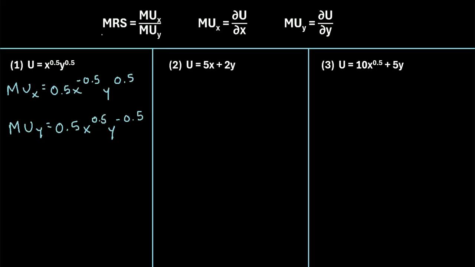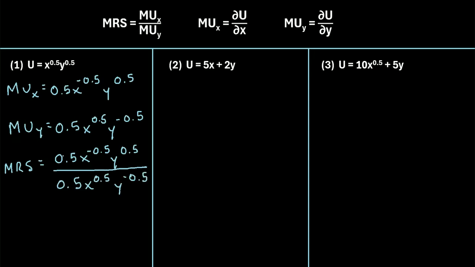Lastly, to calculate the marginal rate of substitution, we're just going to take the ratio of these two. So the marginal rate of substitution is equal to the marginal utility of x in the numerator, and in the denominator, the marginal utility of y. Now we'll notice that these 0.5s cancel out, and when we have a negative exponent in the numerator, we can make it positive by moving it to the denominator. Similarly, when we have a negative exponent in the denominator, we can make it positive by moving it to the numerator. So we'll have y to the 0.5 times a positive y to the 0.5, which is just y to the first power.